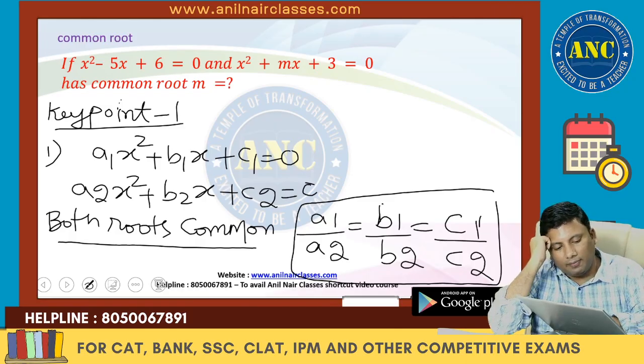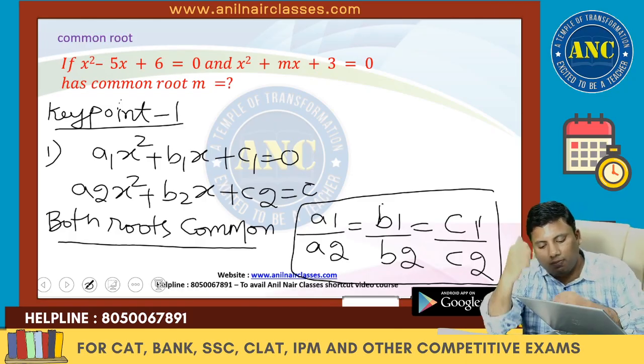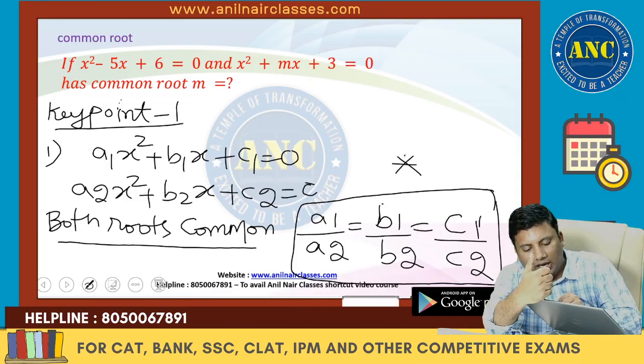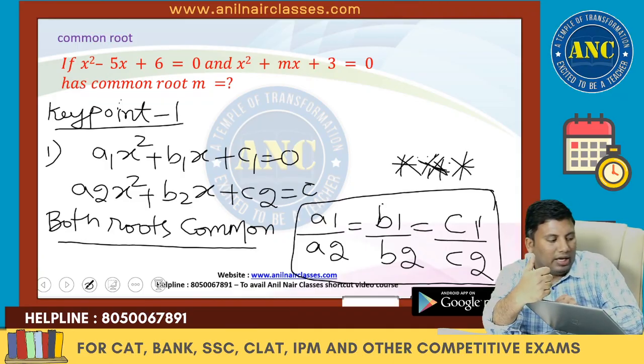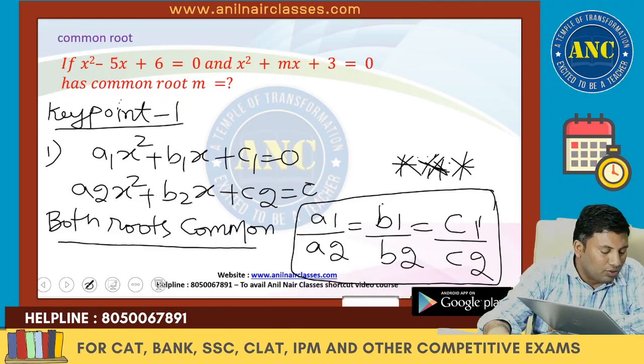a1x square plus b1x plus c1. Both the roots are common. a1 by a2 equivalent to b1 by b2 equivalent to c1 by c2.